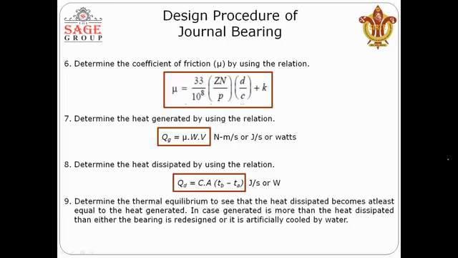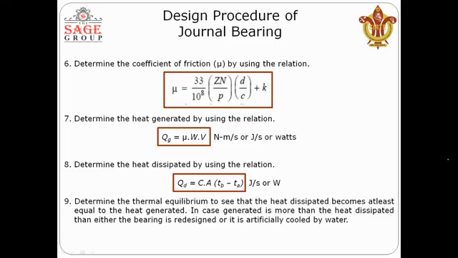And now the next thing is to determine the heat dissipated. Fine. How much heat is generated in the bearing and how much heat is dissipated by the bearing, how much heat is released by the bearing, that should also be calculated. So from the relation Qd is equal to Ca into (Tv minus Ta) joules per second or watt, we will identify the value of heat dissipated in the atmosphere. For the proper working of the bearing, the amount of heat generated should be equal to the heat dissipated. But sometimes it does not happen.